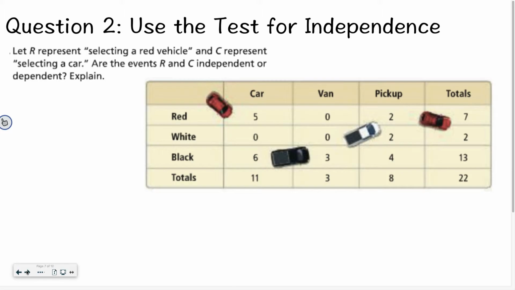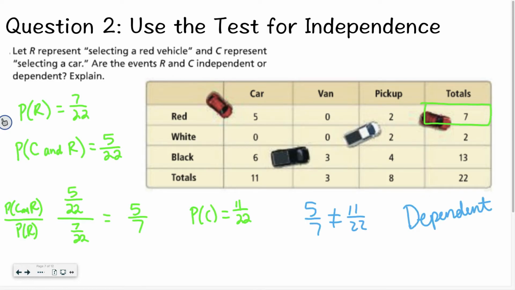Okay, so question 2. Why don't you go ahead and try to solve this one. Let R represent selecting a red vehicle and C represent selecting a car. Are the events R and C independent or dependent? Explain. Good luck. All right, hopefully for this problem, you said they are dependent.